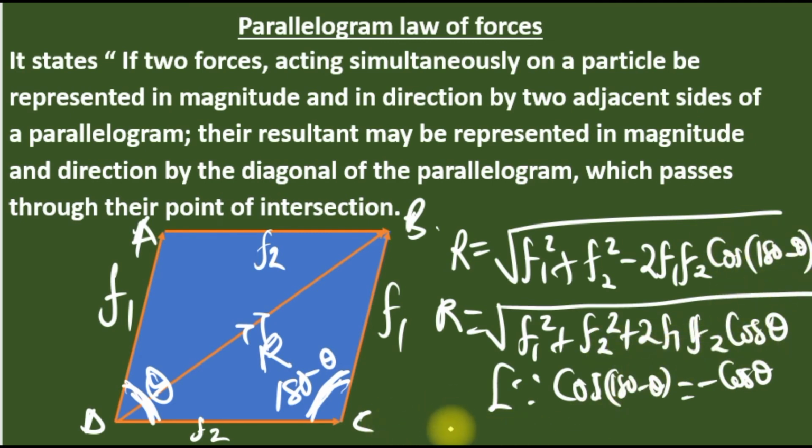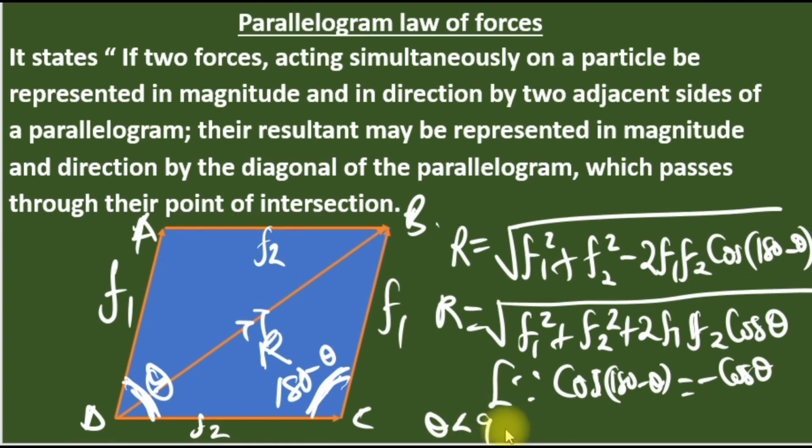So if you replace this with that, you will get this. With that, you see that you can use either this or this depending on the angle. If theta is less than 90, we use the second one. If theta is greater than 90, we take the first one. But if it's less than 90, you take the second one. So that's how you use it.